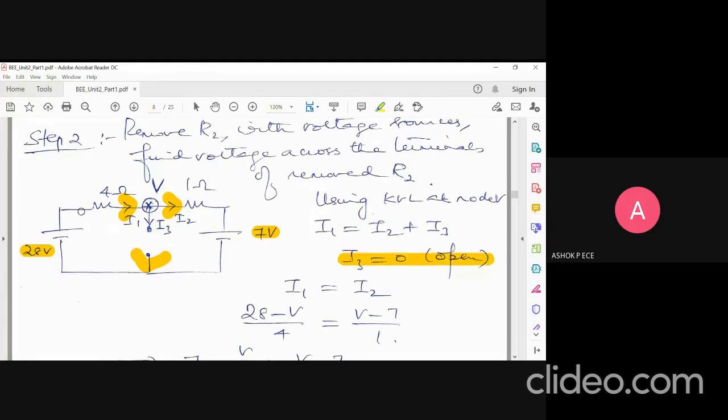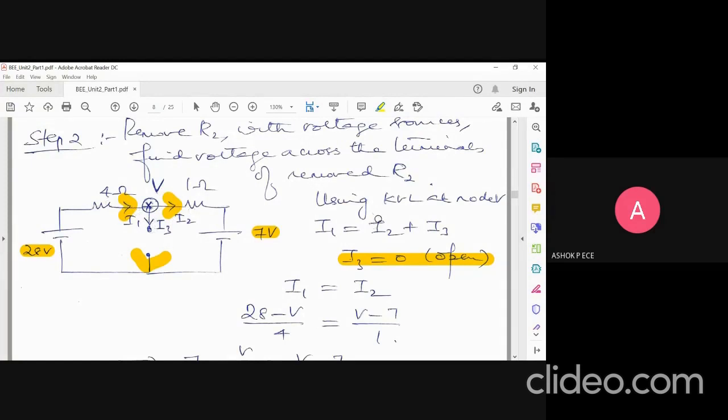This same thing you can do using KVL also. It's a simple loop. But while finding VTH, you might find some difficulty because you are finding VTH across this point, which is between the 2 resistors. So it is advisable to use KCL here. You will get the answer directly in one step. Effectively only two currents are flowing through this node. The third current is 0. If the third current is 0, the same current is going to flow through both.